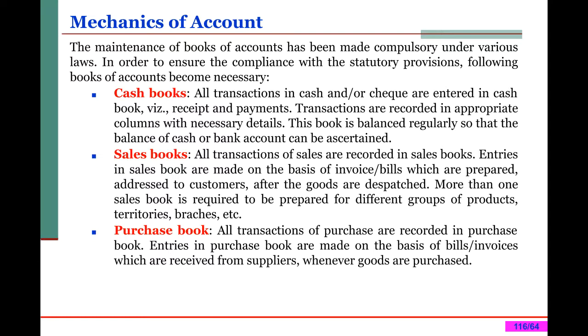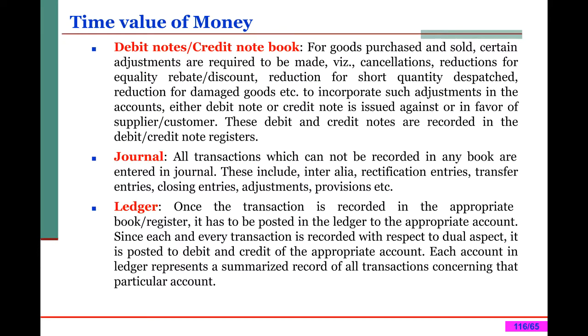Sales book. All transactions of sales are recorded in the sales book. Entries in the sales book are made on the basis of invoices/bills which are prepared and addressed to customers after the goods are dispatched. More than one sales book is required to be prepared for different groups of products, territories, brackets, etc. Purchase book. All transactions of purchase are recorded in the purchase book. Entries in the purchase book are made on the basis of bills/invoices which are received from suppliers whenever goods are purchased.